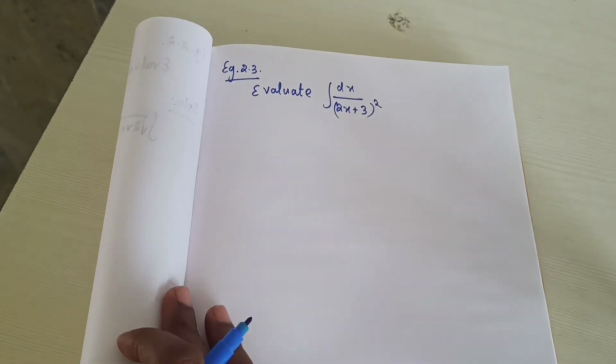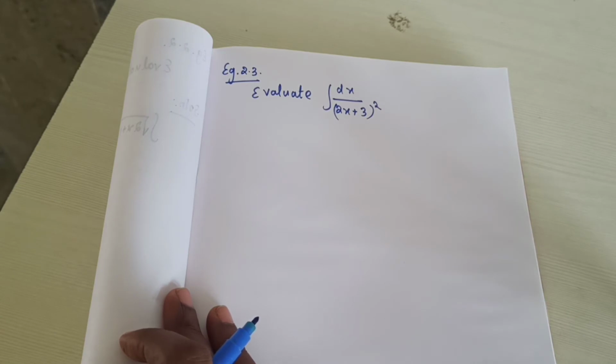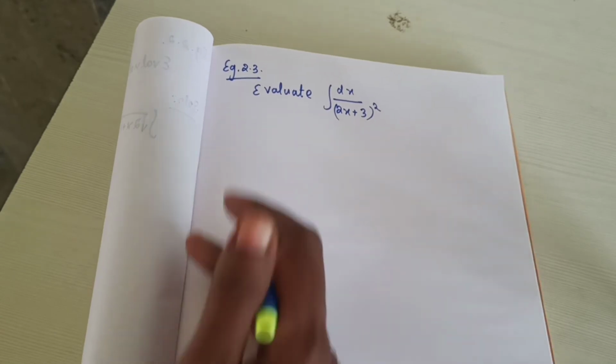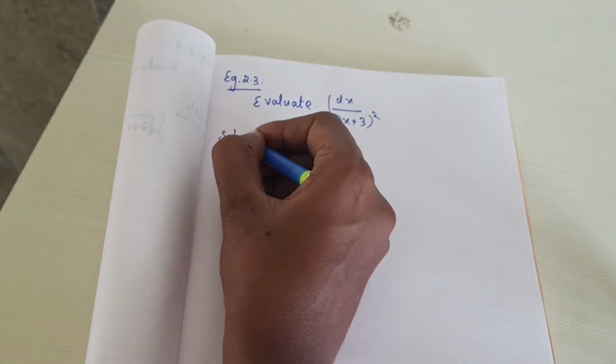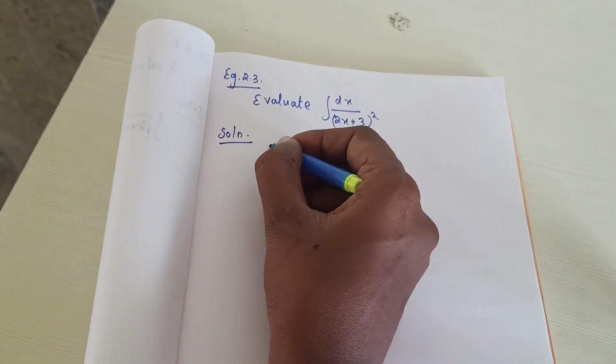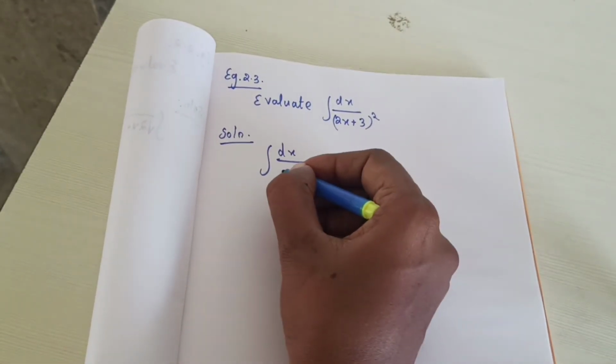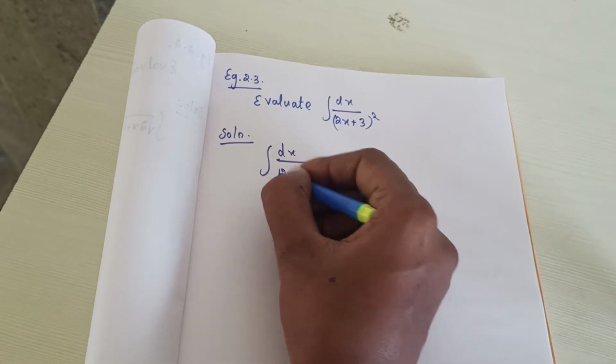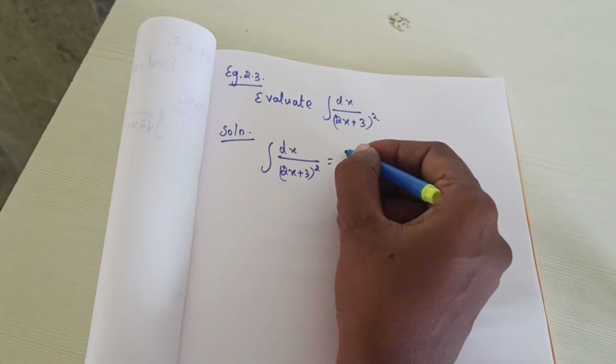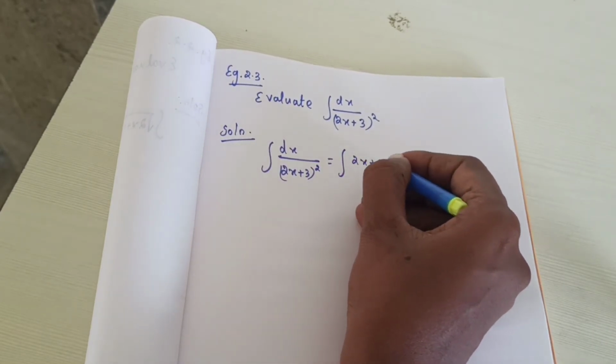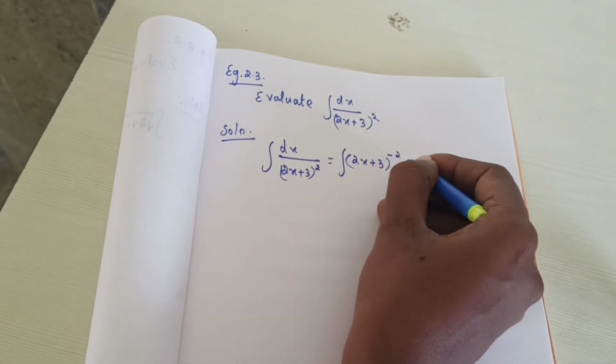Okay. Listen here. Evaluate integral of dx by 2x plus 3 the whole square. So this one we are going to bring to the numerator first. That is integral of dx by 2x plus 3 the whole square is equal to integral of 2x plus 3 the whole power minus 2 dx.